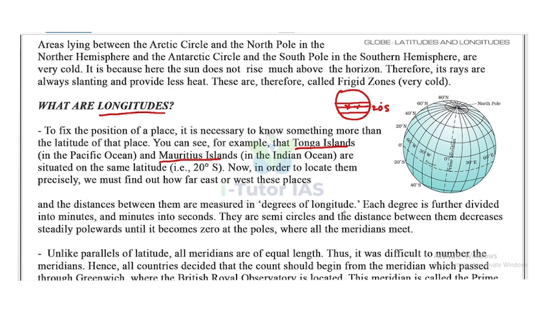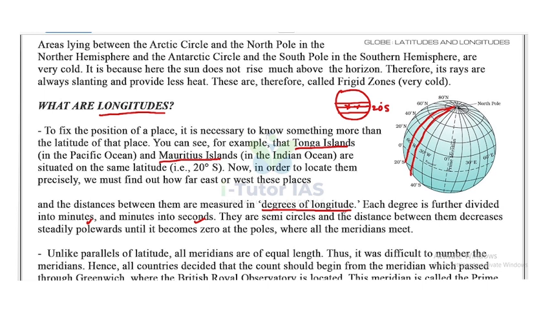The distance between them is measured in degrees of longitude. Each degree is further divided into minutes and minutes into seconds. Okay, they are semicircles and the distance between them decreases steadily polewards until it becomes 0 at the poles. Look at this picture. This is 1 degree of longitude and this is another.